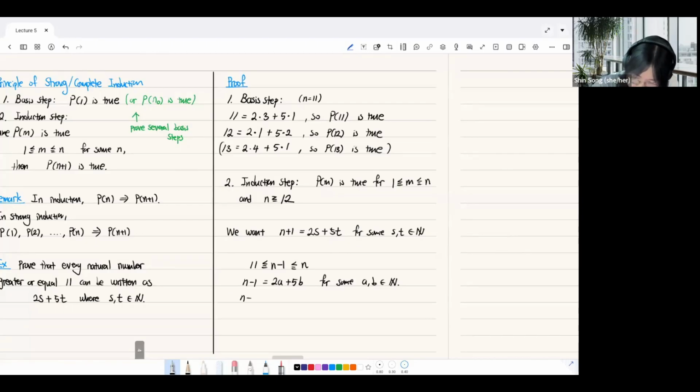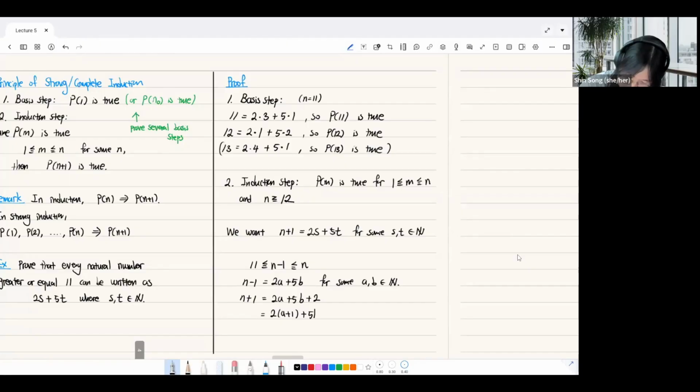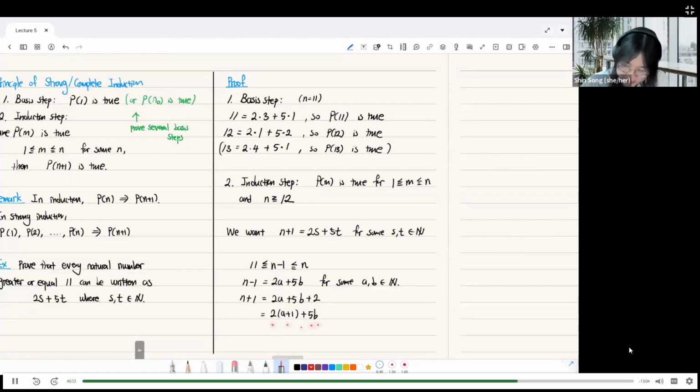Now I'm going to add 2 on both sides. That exactly gives me n plus 1. And then now I can factor out a 2. And finally, I was able to write it as 2s plus 5t. Okay, so again, remember, strong induction is just simply an example.